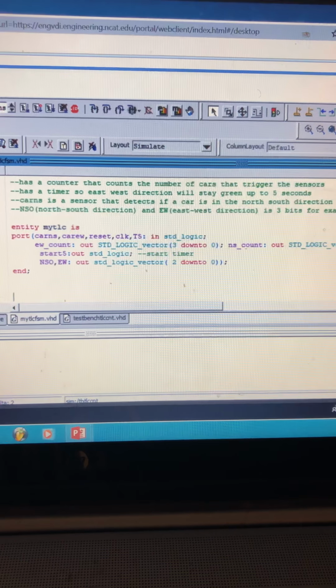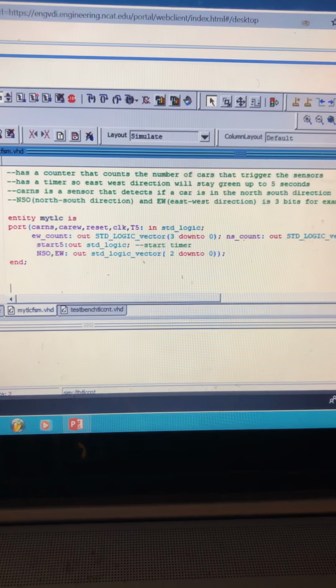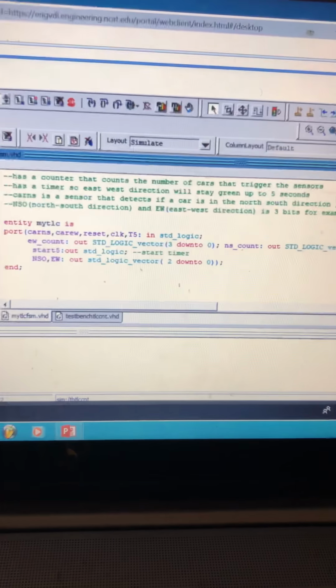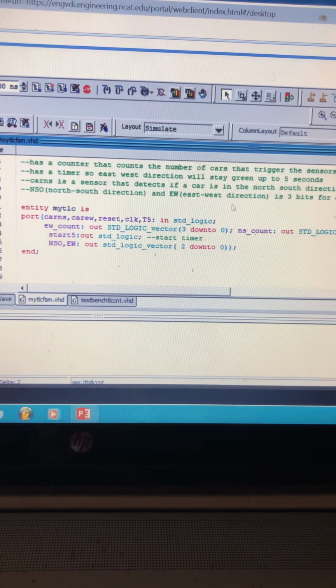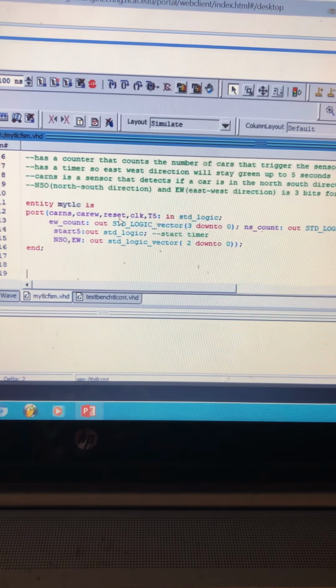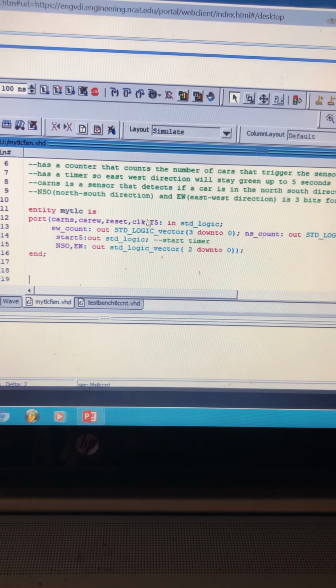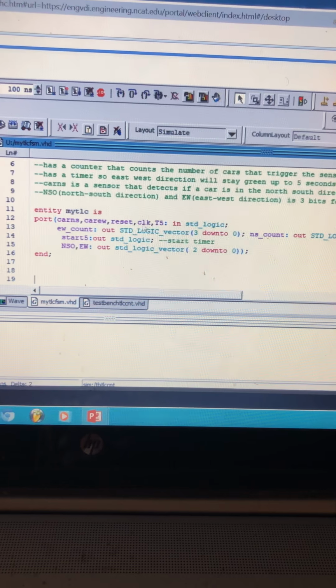And there's also sensors, of course, in my traffic light controller. So I have one for the north-south and one for the east-west. And I have my reset, my clock, and a T5 for my timer, which is 5 seconds.